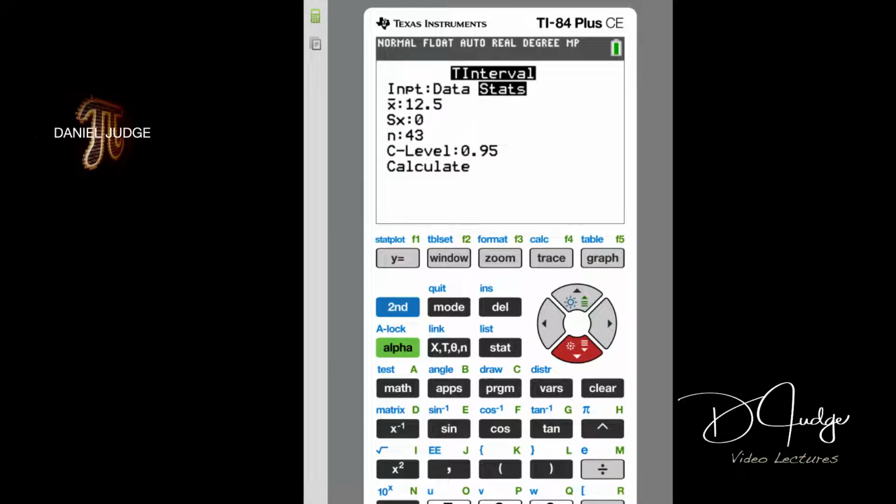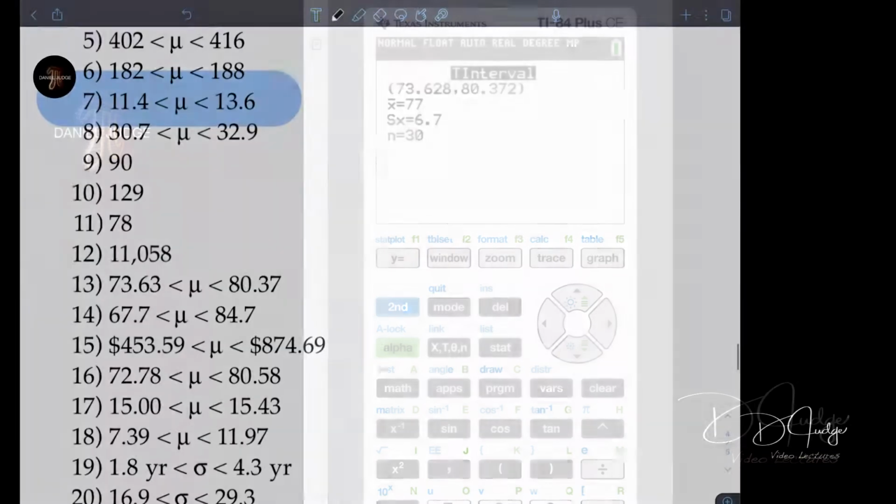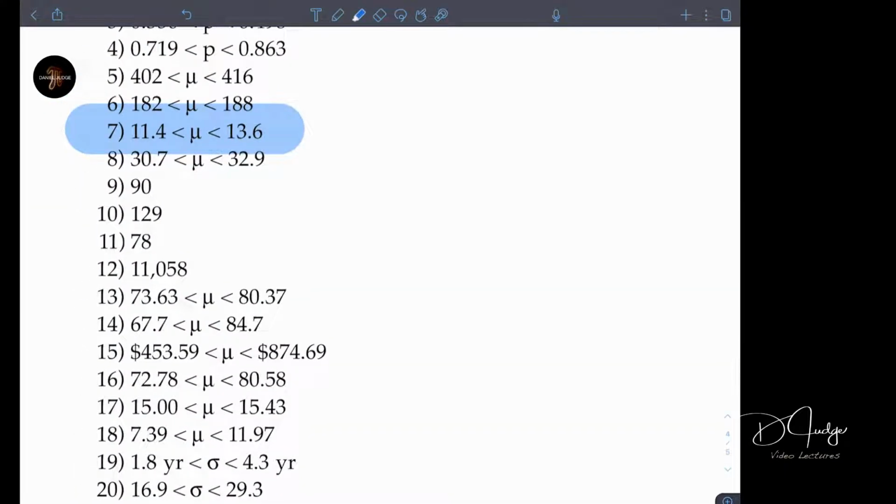Now put the sample mean in. 77 was the score. Sample standard deviation is 6.7. It's how consistent. The sample size is 30. Confidence level is 99, so we've got the 99% confidence level. We're going to hit calculate here. I think we'll go out to the nearest tenths for number 13. Oh, they actually went to the nearest hundredths in number 13, in case you didn't know, way down here.